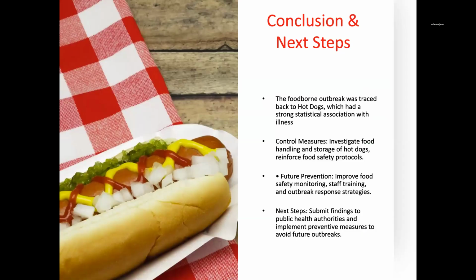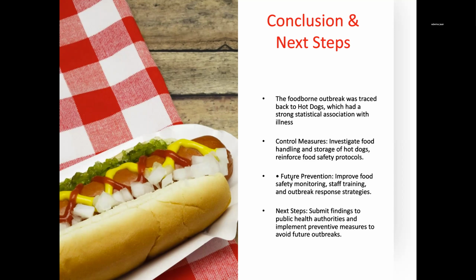Lastly, conclusions and next steps. So we know it's hot dogs. Now what to do? The foodborne outbreak was traced back to hot dogs, which had a strong statistical association with illness. Investigate food handling and storage of hot dogs. Reinforce food safety protocols. This is the FDA, the Food and Drug Administration, coming into play here.